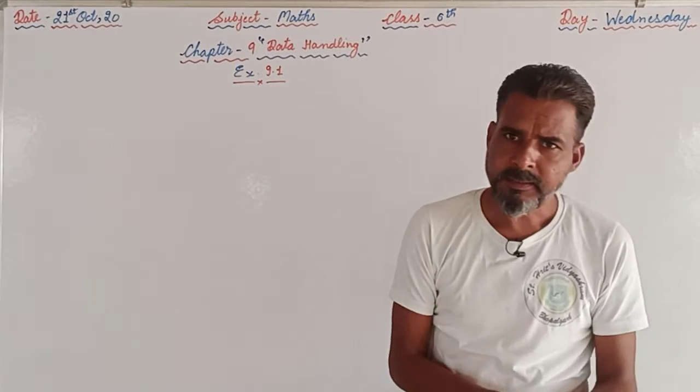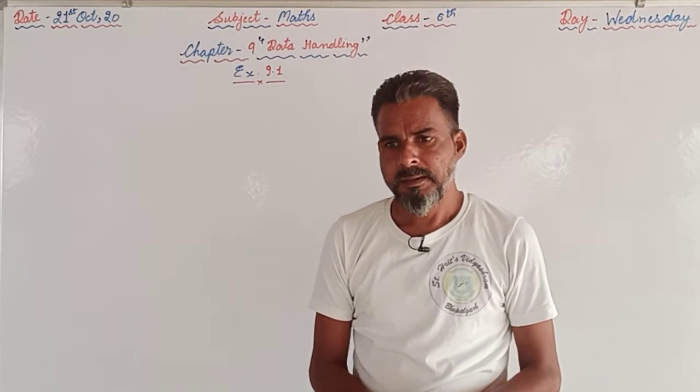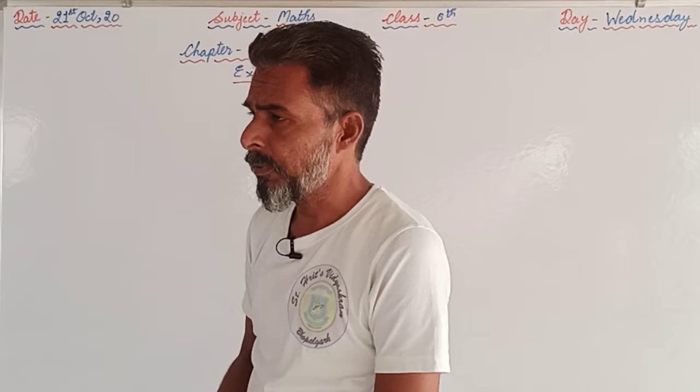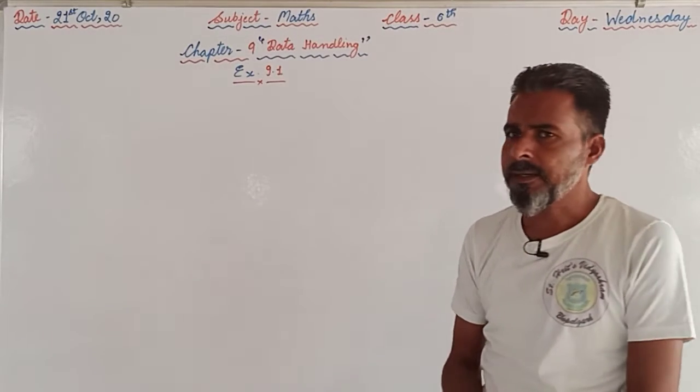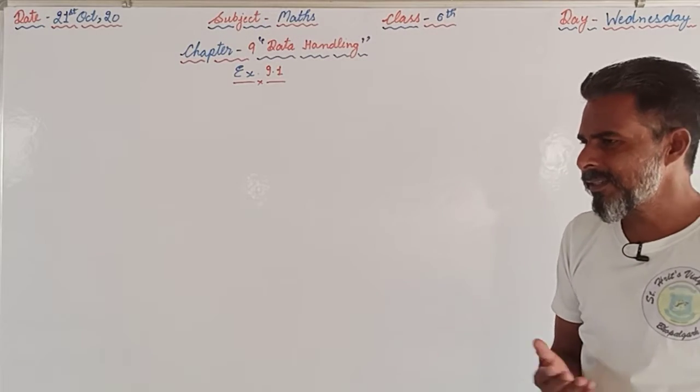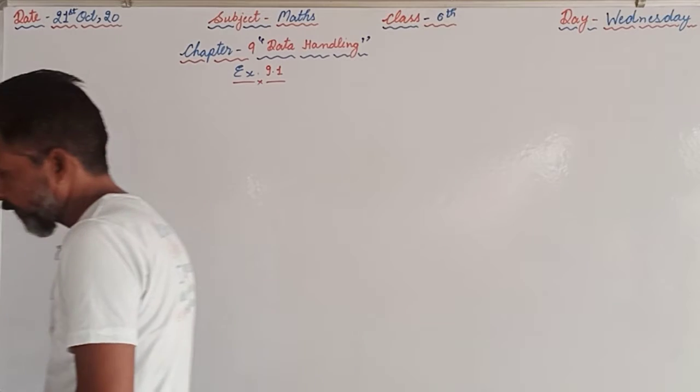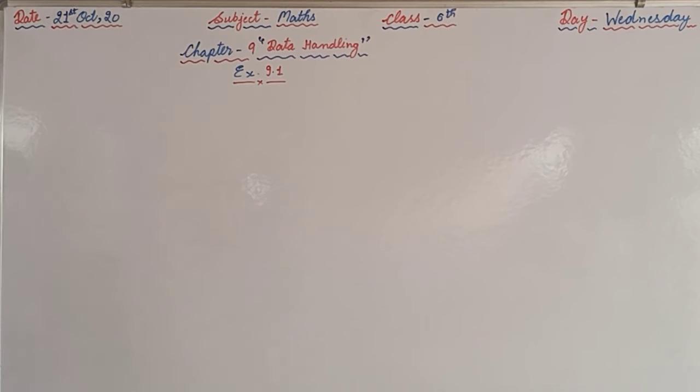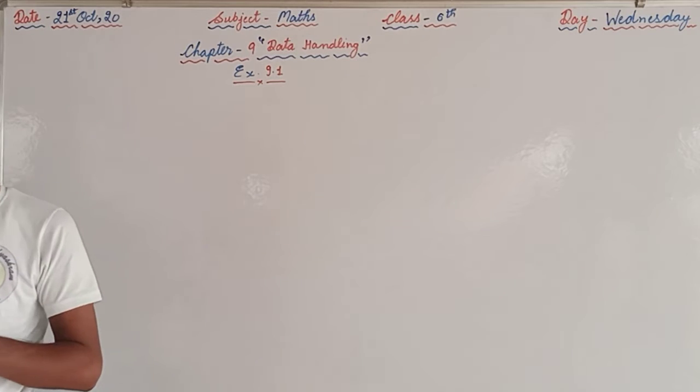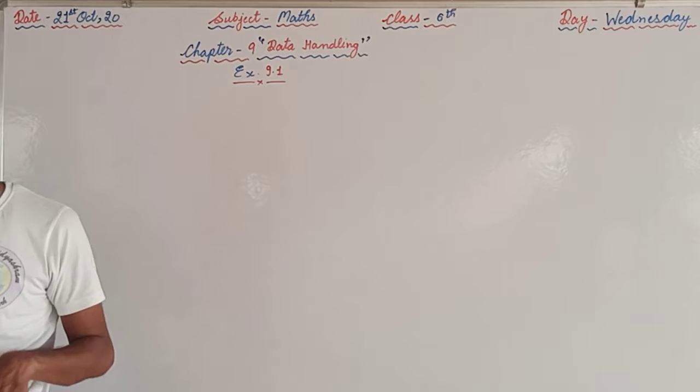This video is for class 6 and the subject is maths, and we are continuing the same chapter, that is chapter number 9, and the name of the chapter is data handling. As we have already started the exercise 9.1 and we have discussed question number 1, 2 as well as question number 3. In these questions the information was given, and using that information we are supposed to prepare a table using tally marks.